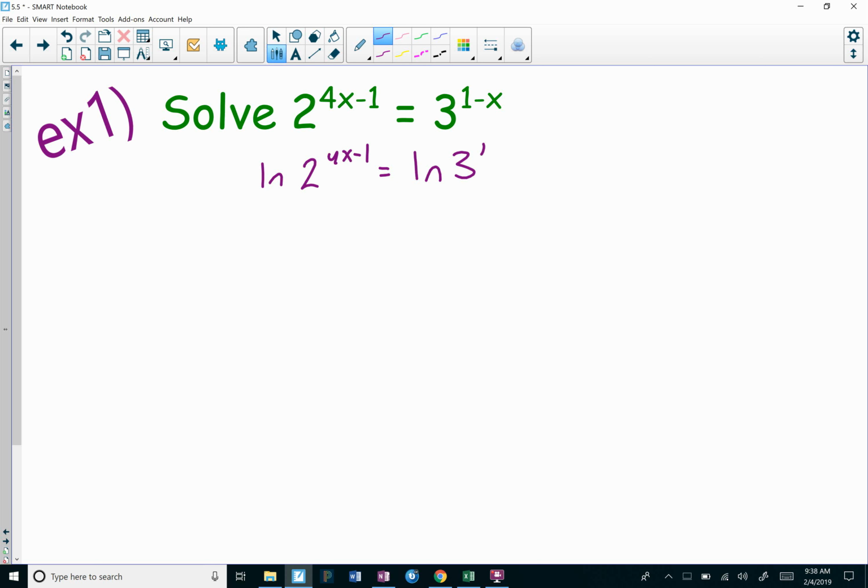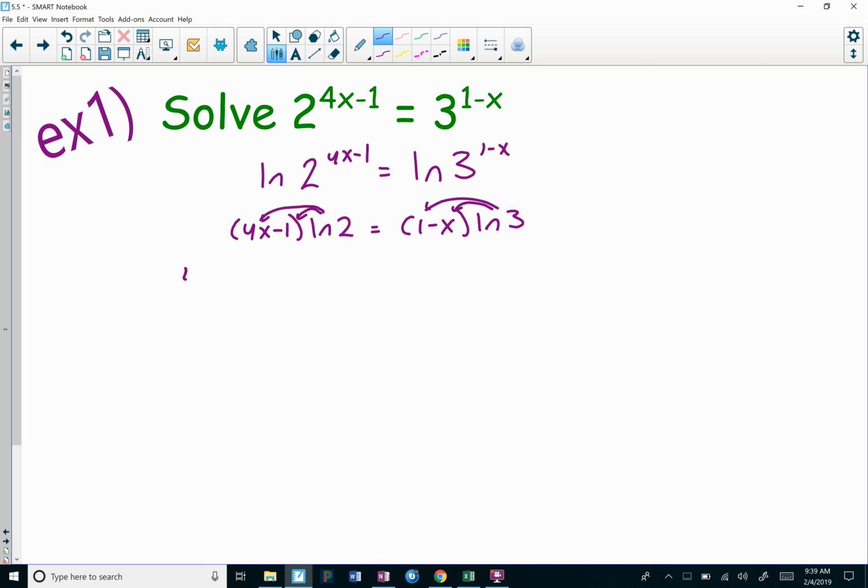Whatever I do to one side, I have to do to the other. Okay, now the property of logs says I'm allowed to power that exponent down. Now when you do that, remember it's multiplication, so you need parentheses there. Now the next step says to distribute. So natural log of 2 is times both of these terms. Natural log of 3 is times both of these terms.